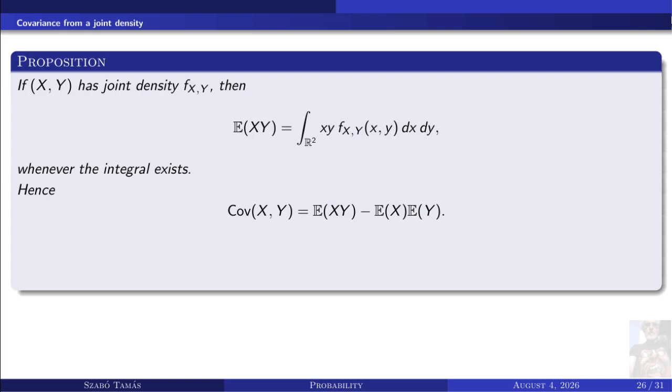For continuous random variables, covariance and correlation are defined in the same way as for discrete random variables. The only difference is that sums are replaced by integrals. If (X, Y) has joint density f_{X,Y}, then E[XY] is the integral over R^2 of xy f_{X,Y}(x, y) dx dy, whenever the integral exists. Hence, Cov(X, Y) = E[XY] - E[X]E[Y]. If σ_X and σ_Y are positive, then Corr(X, Y) = Cov(X, Y) divided by σ_X σ_Y.